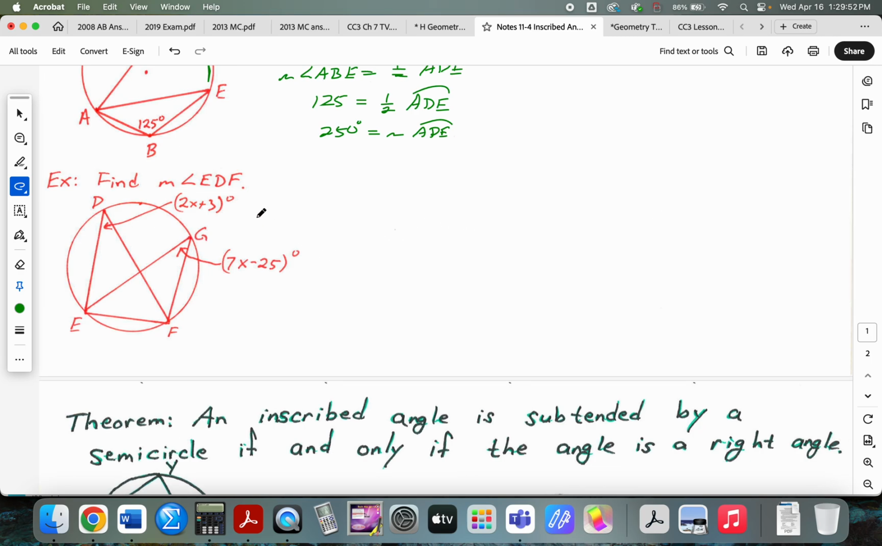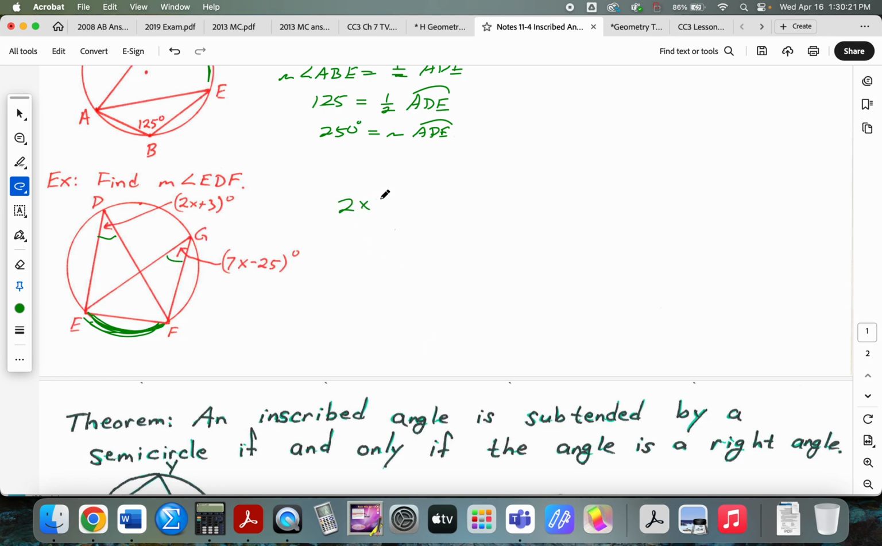For this next example, they don't give you any direct measurements. However, angle D is an inscribed angle that intercepts arc EF. Angle G is an inscribed angle that also intercepts arc EF. So they have to be congruent to each other. They both intercept the same arc in that circle.